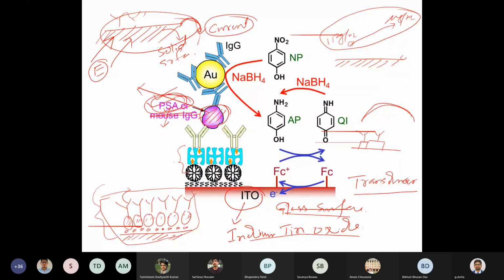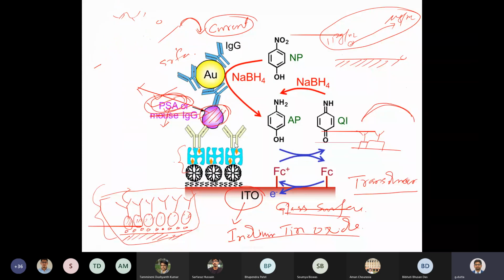Okay, clear? On that surface, maybe we can immobilize nanoparticles. On that surface, we can immobilize linker, antibody, everything, wherever you are working, the sensor. That is the transduction. So here we choose, for example, ITO. ITO means indium tin oxide nanoparticle coated glass surface. So this is your transducer here.